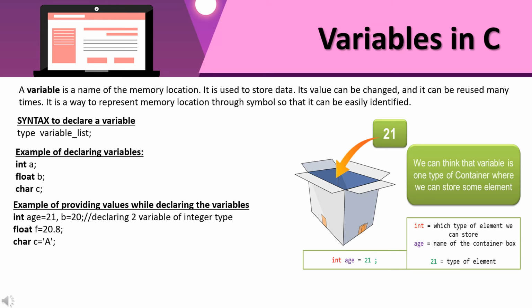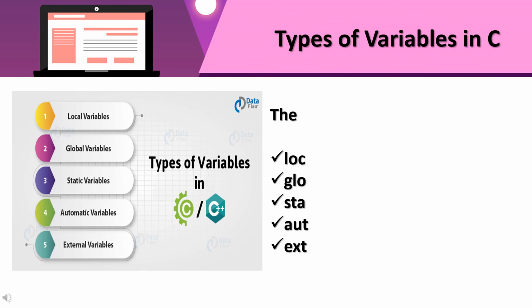Type variable underscore list. I have given here this name. Example of declaring variables, that is int a, float b, char c, and providing some values in these declared variables: int age equal to 21, b equal to 20, float f equal to 20.8, and char c equal to capital A within single quotes as it's a character.